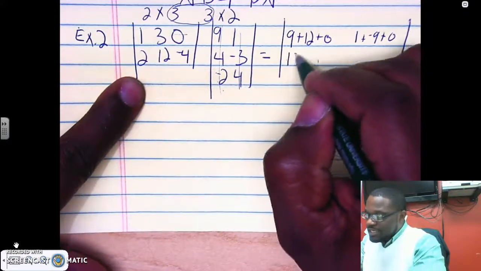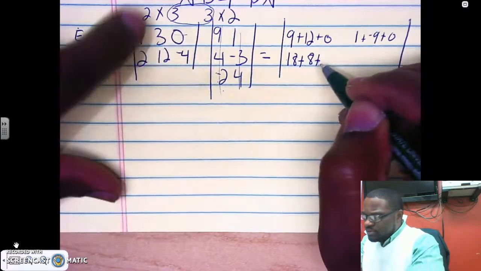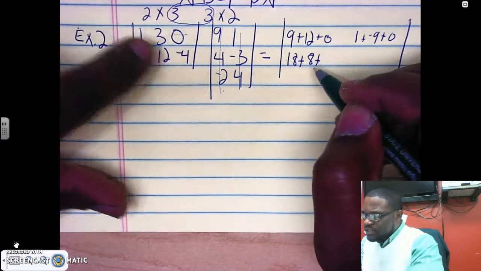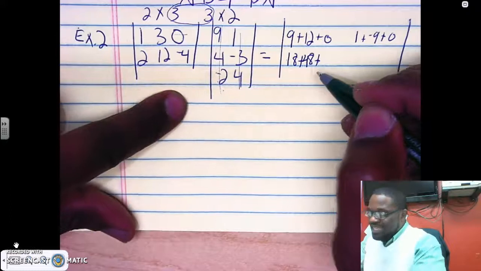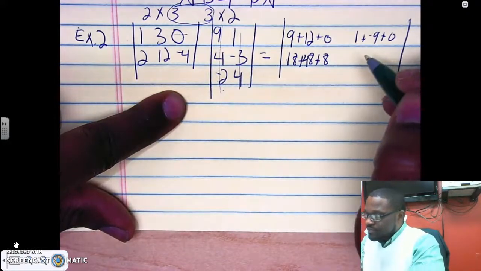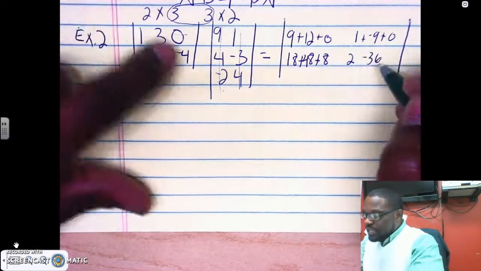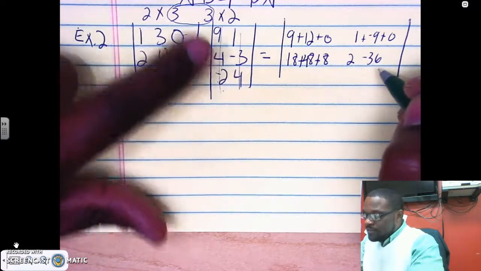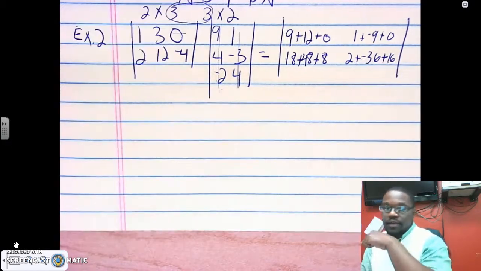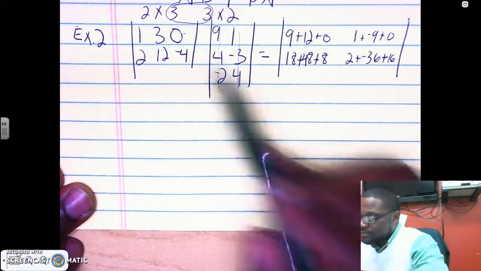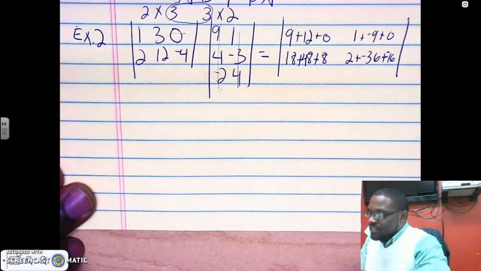2 times 9 is 18. Excuse me, that is incorrect. I should have done 12 times 4, which is 48. Negative 4 times negative 2 is 8. And then 2 times 1 is 2. 12 times negative 3 is negative 36. And negative 4 times 4 is 16. Now we've got to make that negative 16, by the way, because that's negative 4 times 4. So that's plus negative 16.